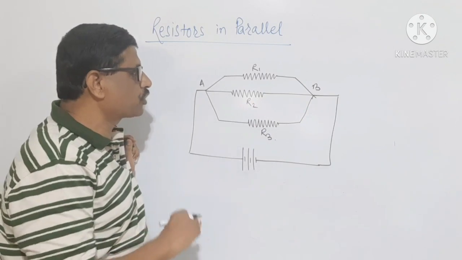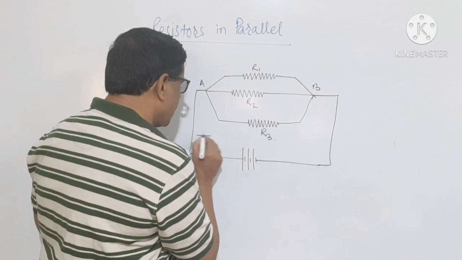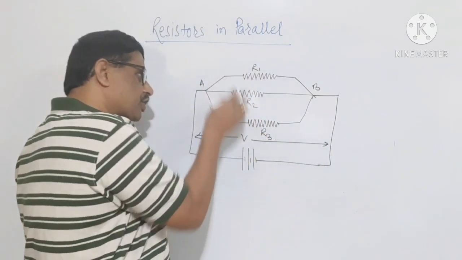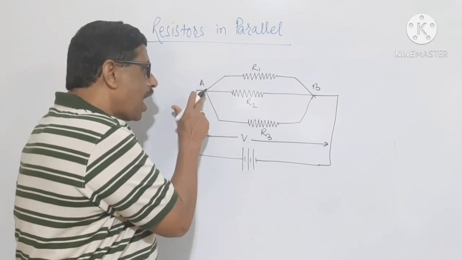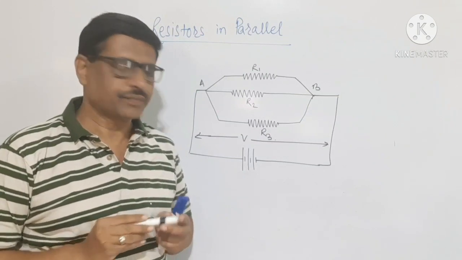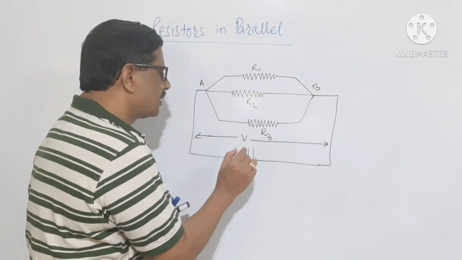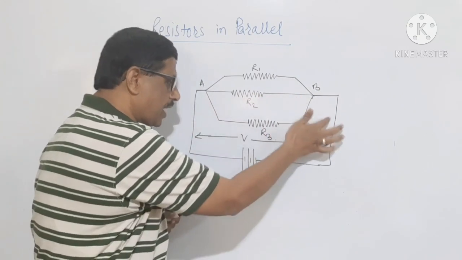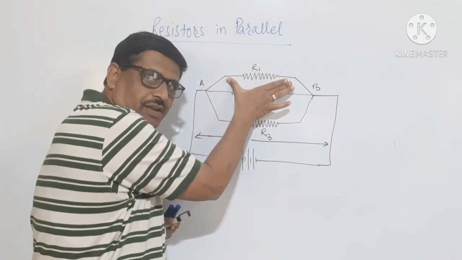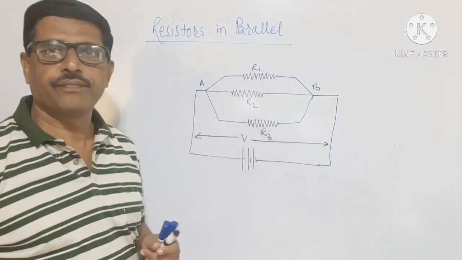In parallel combination of resistors, the potential difference across each of the resistors will be the same because the resistors are connected across the same two points A and B. Battery positive is connected to A, battery negative is connected to B. Therefore, the potential difference across A and B will be the same as the potential difference across R1, R2 and R3.